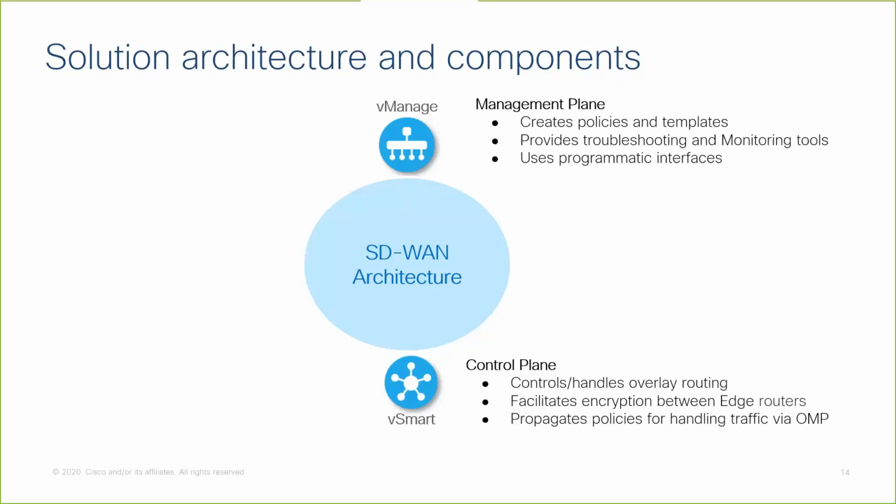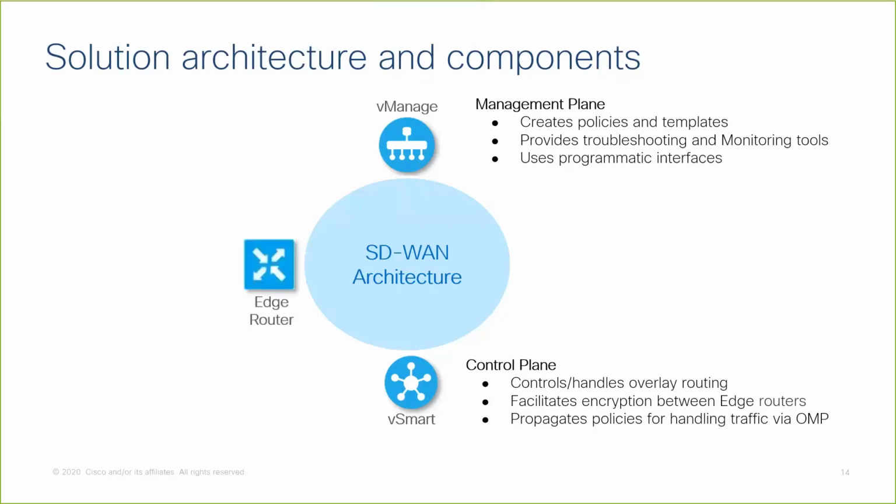Whenever you create a policy in vManage from the management plane perspective, it will be pushed down to vSmart, who is operating on the control plane, and then vSmart will push it down to all the devices in the overlay using OMP. So it will get to all of them as a routing update.